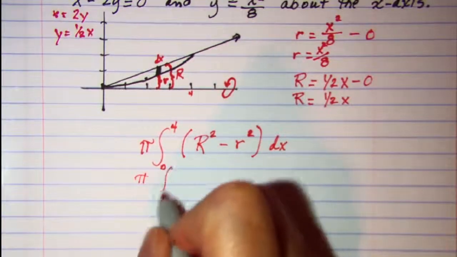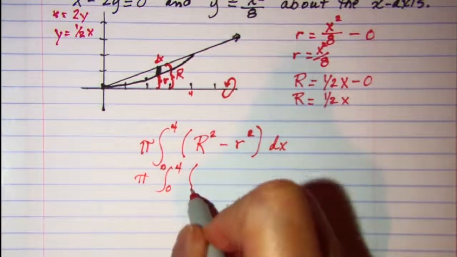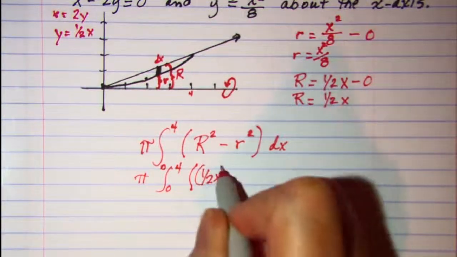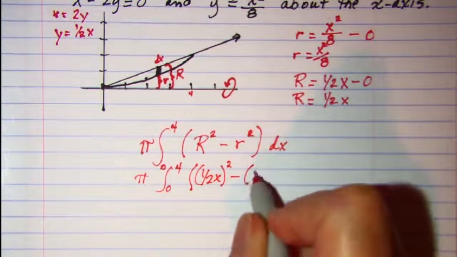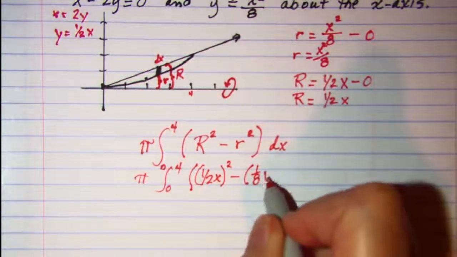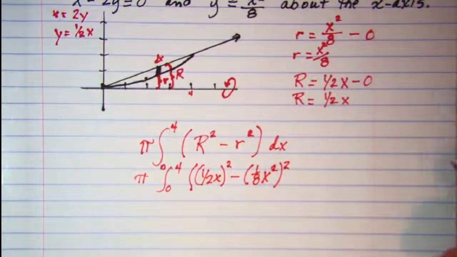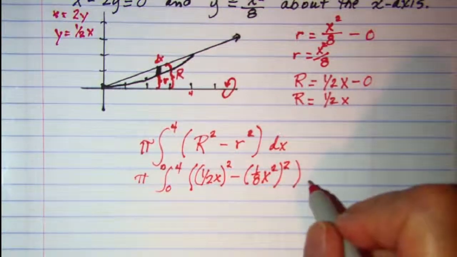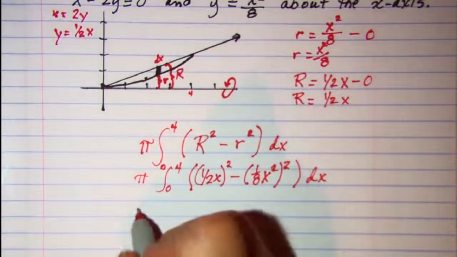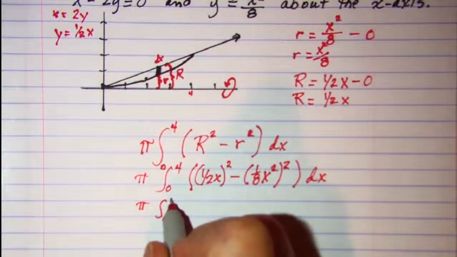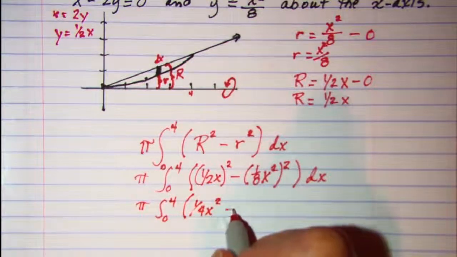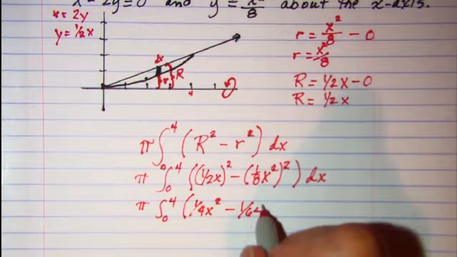So pi times the integral from 0 to 4 of 1/2 x squared minus 1/8 x squared dx. This is pi, 0 to 4, 1/4 x squared minus 1/64 x to the 4th.